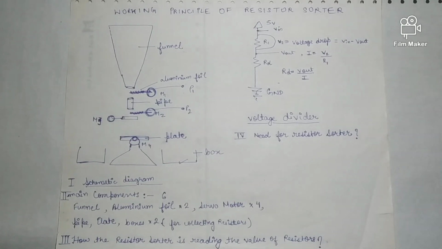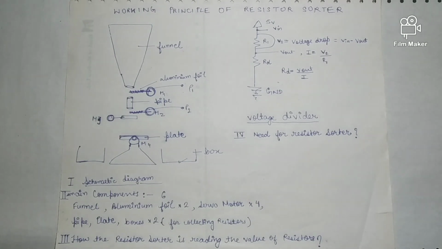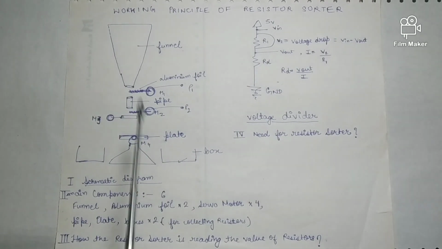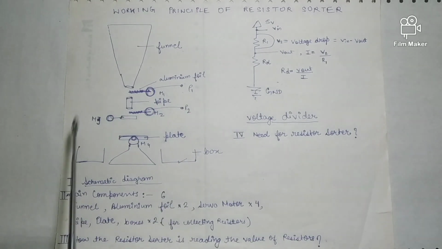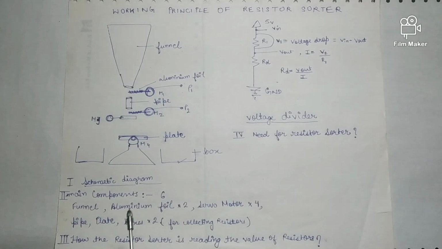In today's video, we are going to understand the working principle of the resistor sorter. For this, we first have to start with the schematic diagram. Here you can see the schematic diagram of the resistor sorter. There are 6 main components we have used to make this project.